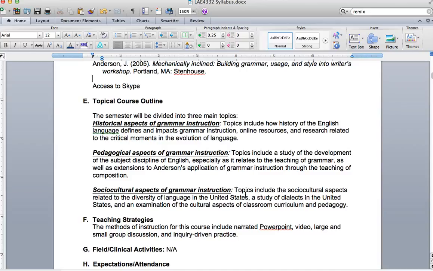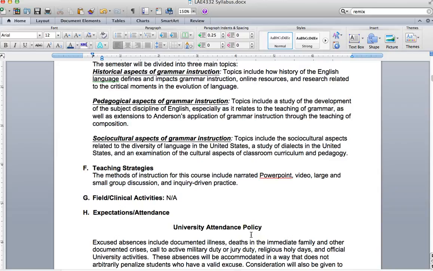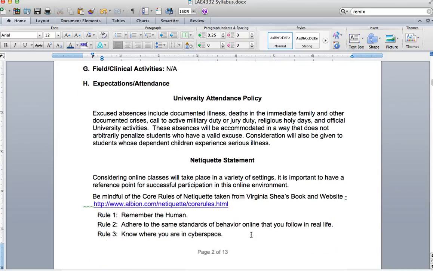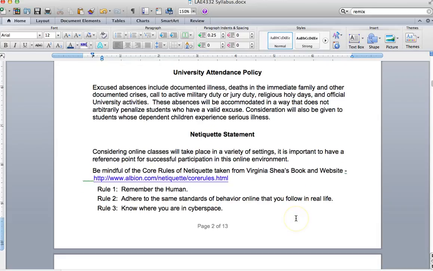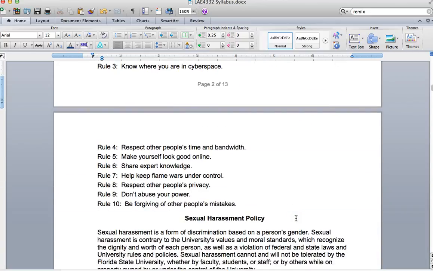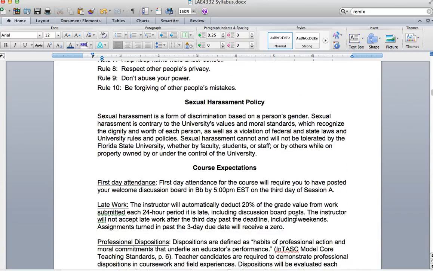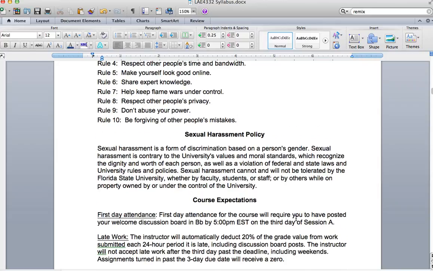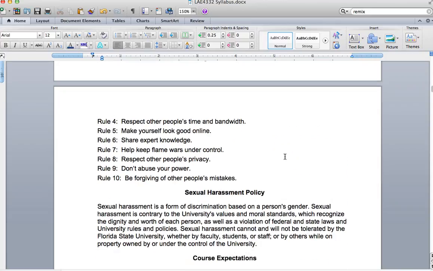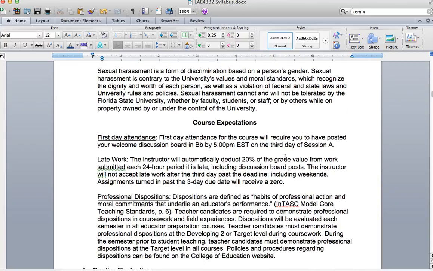The topical course outline, we're going to cover historical aspects, pedagogical aspects, and sociocultural aspects of grammar instruction. This will be covered throughout the course in small sections. The field and clinical activities, there are none, so you don't have to worry about that. I want you to read over the university attendance policies, the netiquette statement, the sexual harassment statements. Those are all required syllabus items that you do need to abide by.